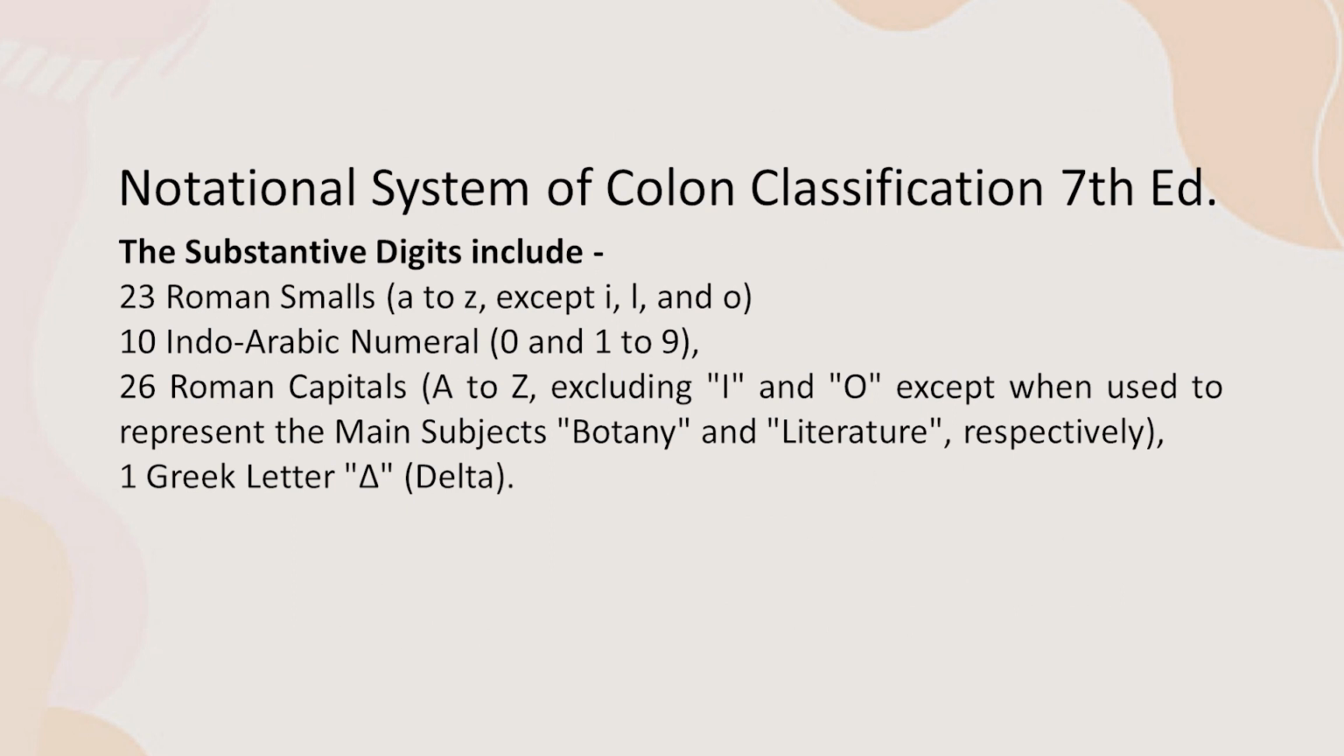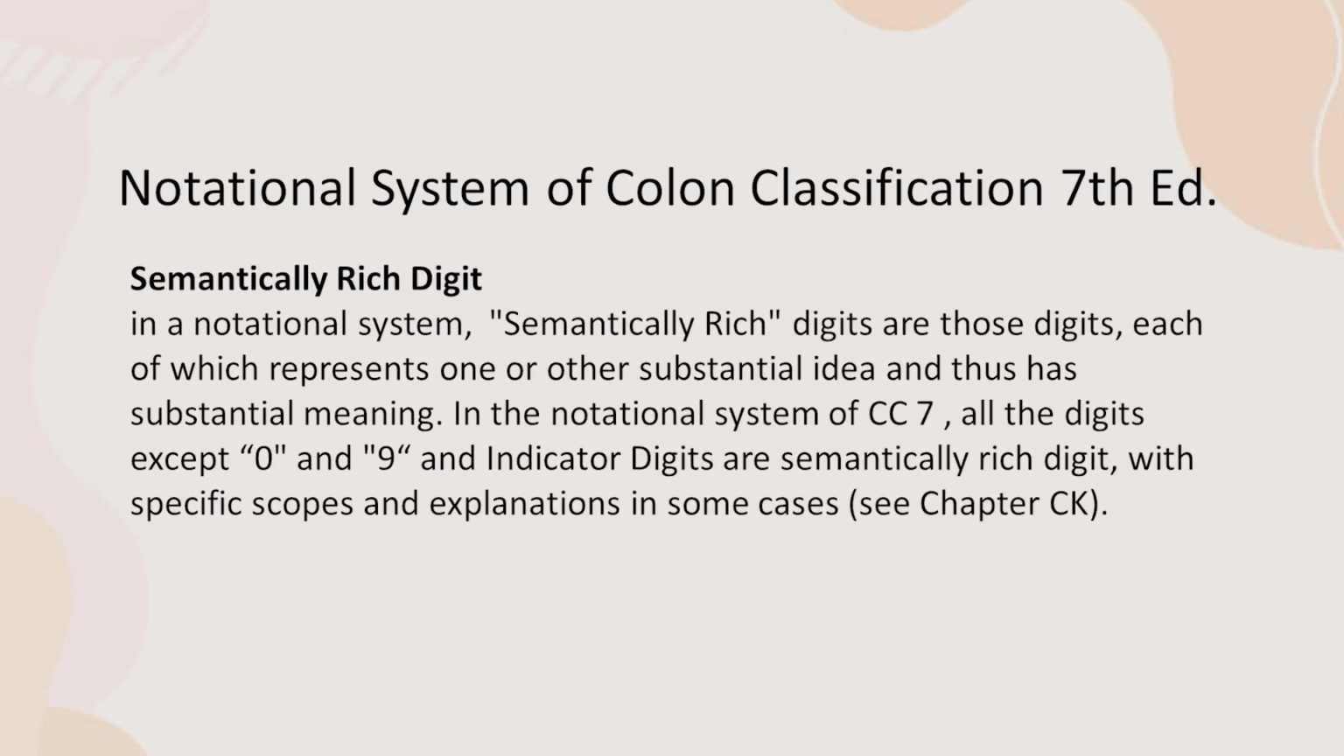The substantive digits include 23 Roman smalls except I, L and O, 10 Indo-Arabic numerals 0 and 1 to 9, 26 Roman capitals, that is capital A to capital Z, excluding I and O, except when used to represent the main subject or basic subject, botany and literature respectively. And the substantive digits also include one Greek letter delta.